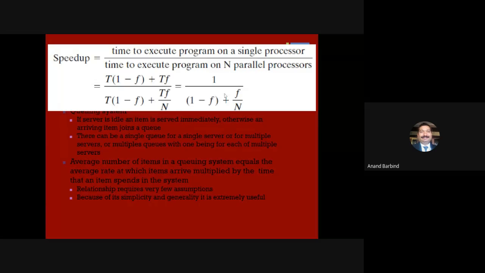You can see here that even if you increase the number of processors, finally your speed up is limited. If you increase the number of processors, what will happen? f divided by n will come out to be 0, and finally your speed up will be 1 divided by 1 minus f. So the speed up is determined by how much part of your program is serial and how much part is parallel. So this is Amdahl's law.